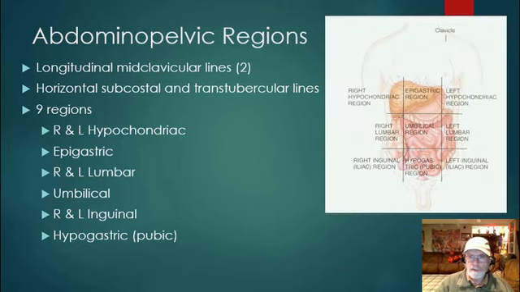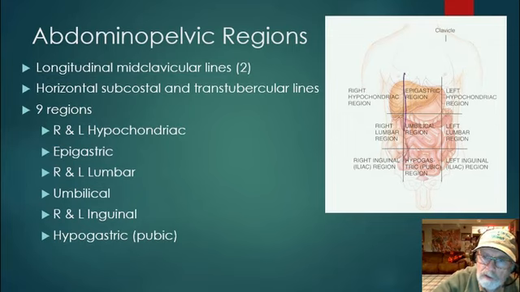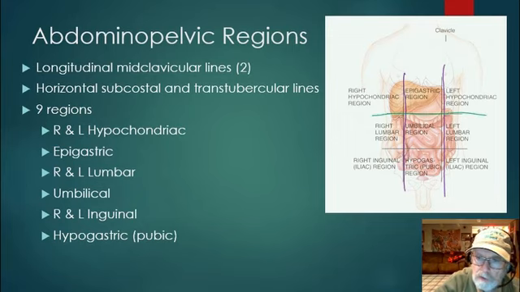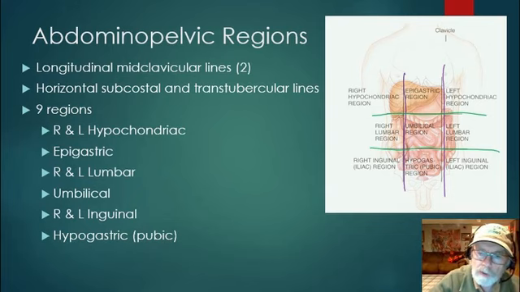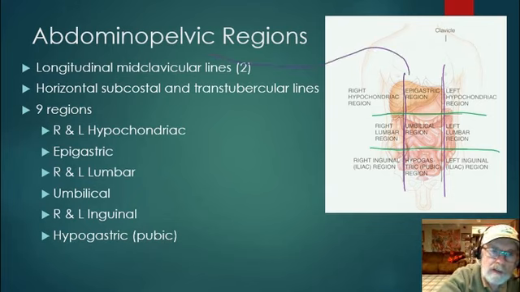Let's get a picture over there of what we're talking about. We divide the abdomen into 9 regions, sort of like a tic-tac-toe board. I can make 2 vertical lines, one here and one here, and 2 horizontal lines, one here and one here. What defines these lines? Well, this line right here, my purple line, is called the mid-clavicular line.